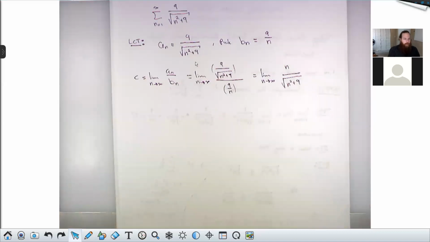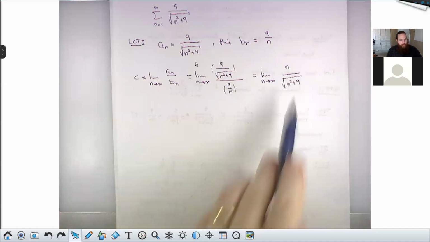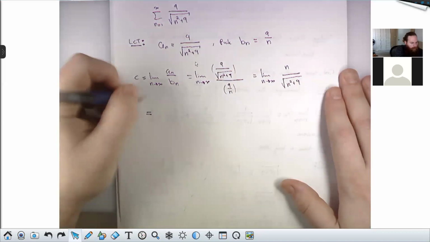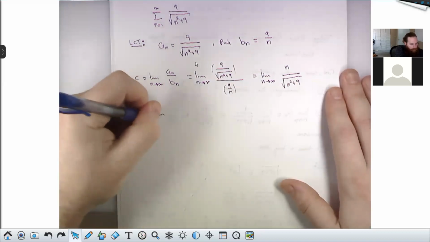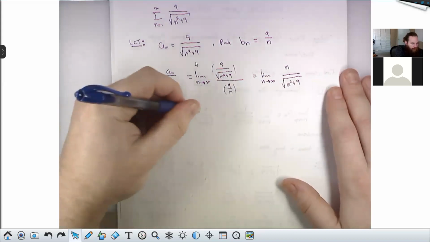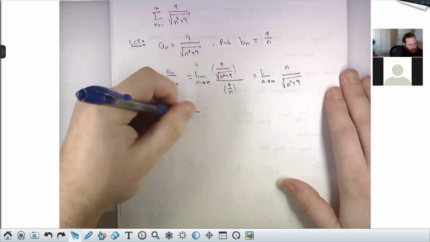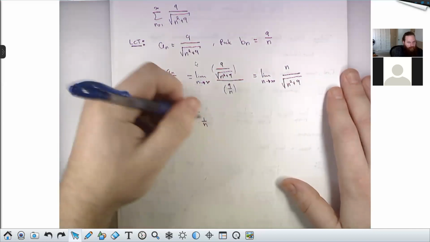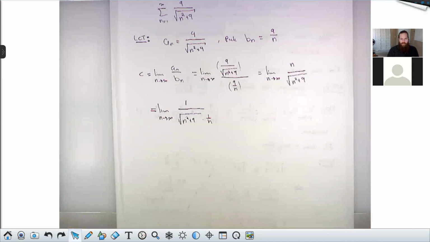You could use L'Hopital's rule if you wanted to, but L'Hopital's rule is a mess here because the derivative of the square root is unpleasant. So you should use the renormalization trick wherever possible. Don't use L'Hopital's rule unless you absolutely must. Dividing top and bottom by n, I get 1 over the square root of n squared plus 9 times 1 over n, like this. Yeah, L'Hopital's rule is a mess here. I don't recommend it. You could probably make it work, but it's going to be a mess.